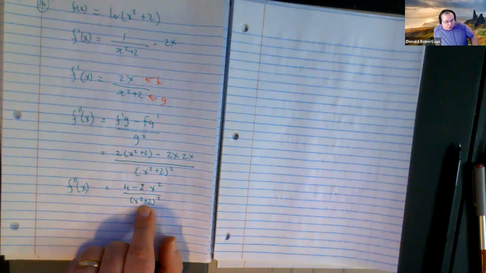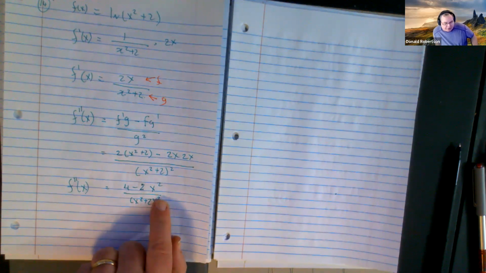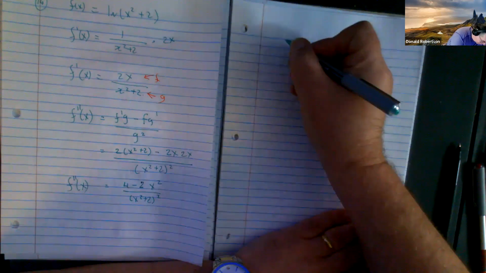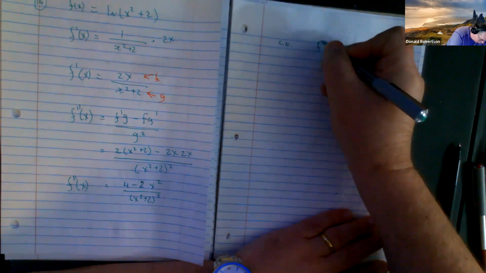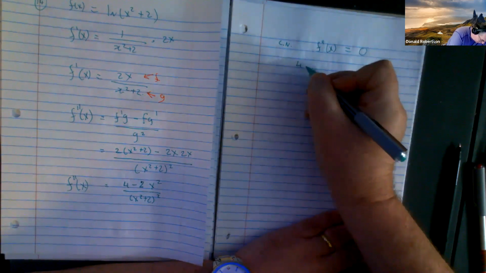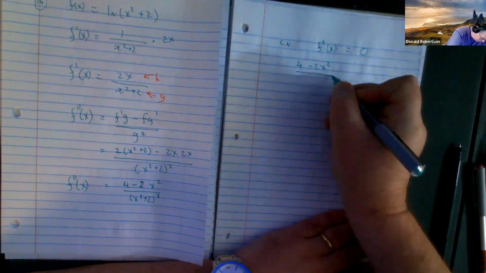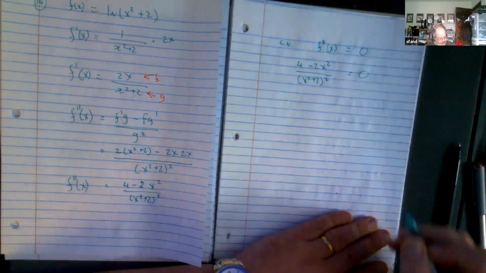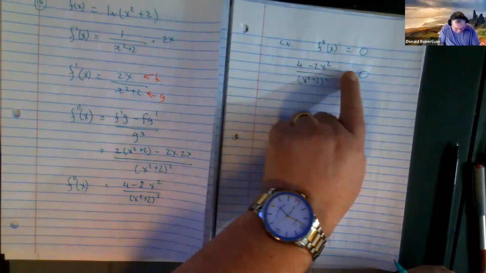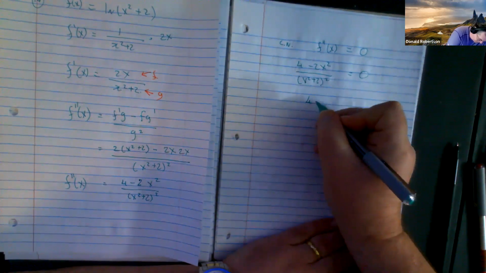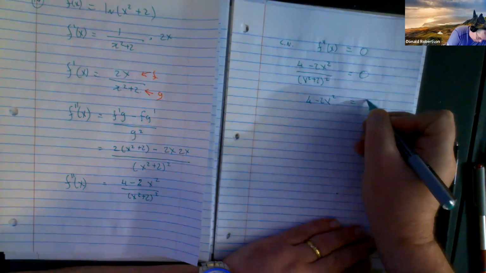Let's find the critical numbers. I'm not going to bother about anything being undefined because x squared plus 2 will never be 0. So I'm only going to look for critical numbers when the second derivative is 0, which means I need to solve, when is this thing 0? But just like last time, if you have a fraction and it equals 0, only the top needs to be looked at.